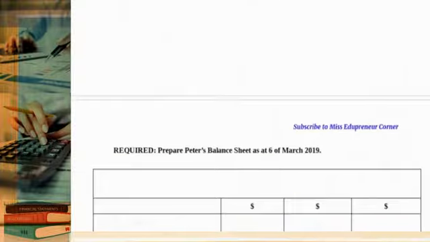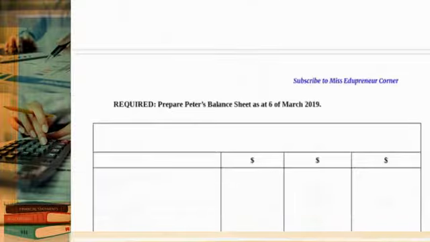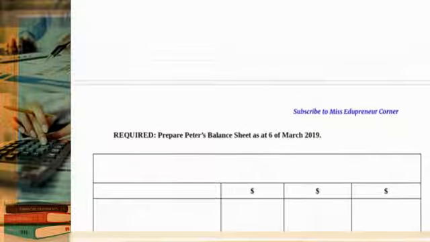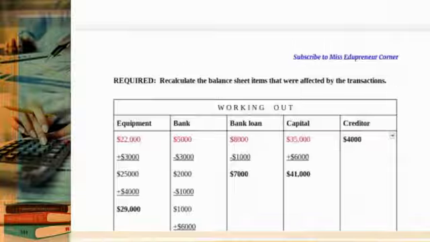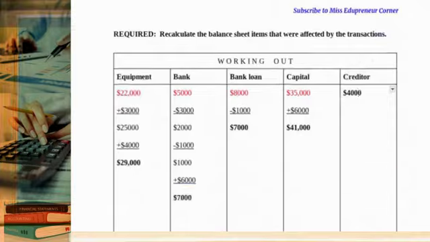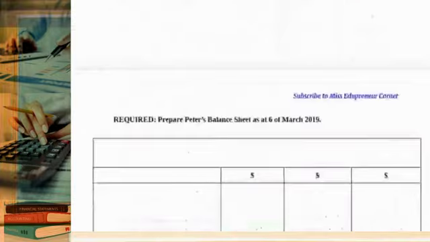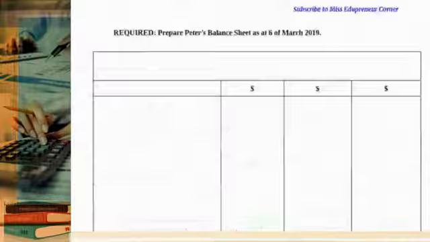So now we are going to prepare the new balance sheet as of 6th of March 2019. And this balance sheet will reflect the items that would have been affected as well as those that were not affected. So when preparing the balance sheet, the first thing that we're supposed to have is a title. And the title should answer the 3 questions.